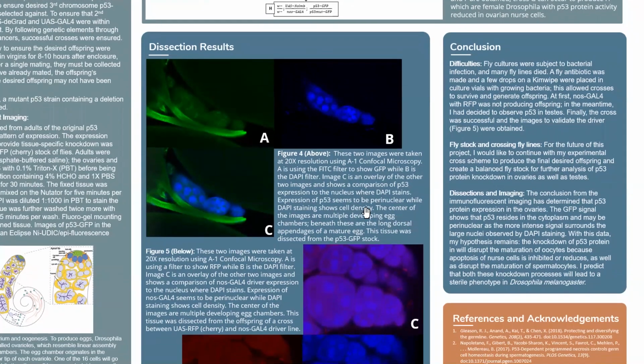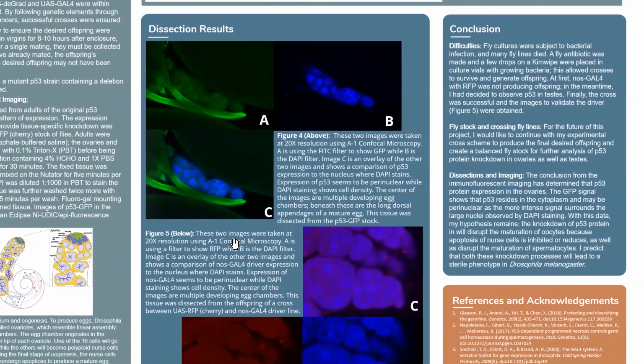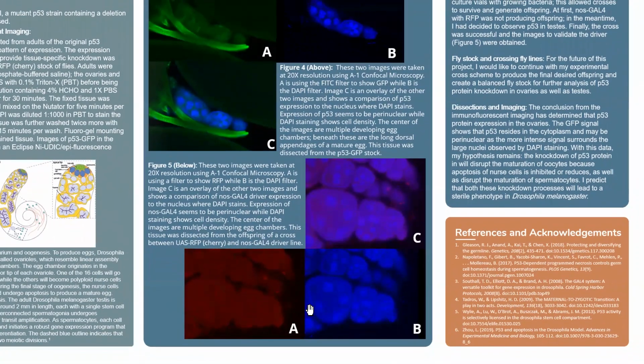In the center of the images, they show the developing egg chambers. This one is in earlier stages and this one's in later stages. And these tissues were dissected from the P53-GFP stock. Then these images are the offspring of the UAS-RFP, which is a cherry staining, this red staining, and the NOS-Gal4 driver line, to confirm that my nanos-Gal4 driver is showing expression in the ovaries.